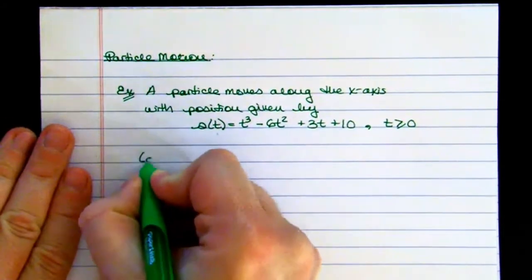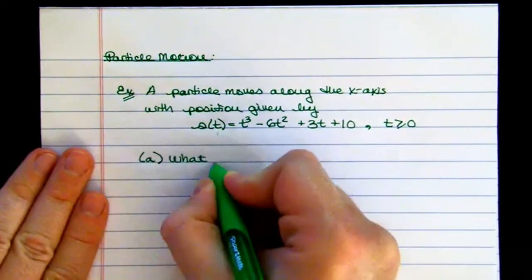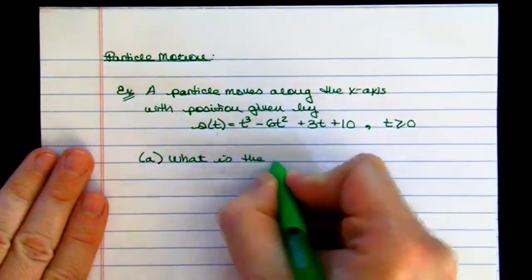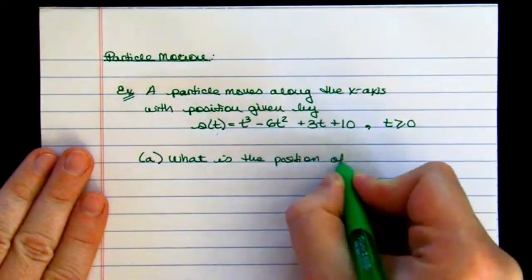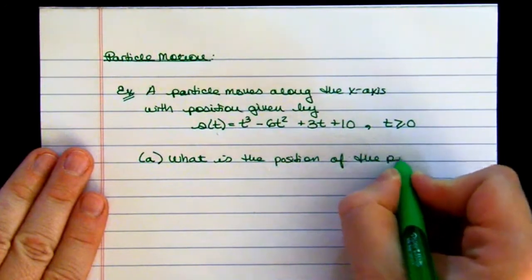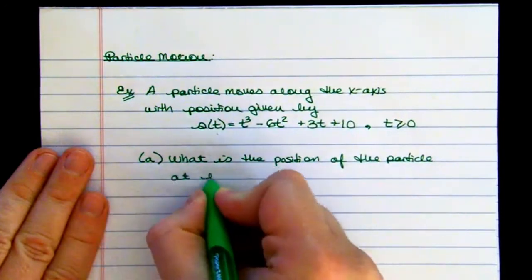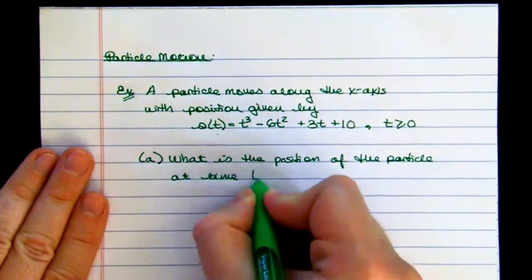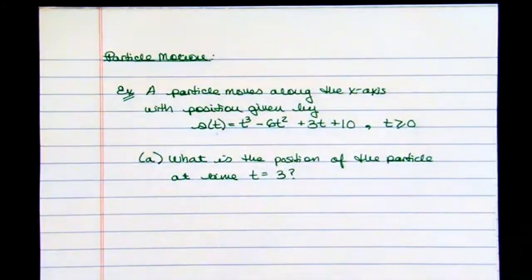The first thing I'd like you to do, which I feel like you can probably handle already, is what is the position of the particle at time t equals 3? What's the position of the particle at time t equals 3? Take a moment. I think you can figure this out. Just make sure you're showing your work. Not a lot of work, but show where you're getting your number from.